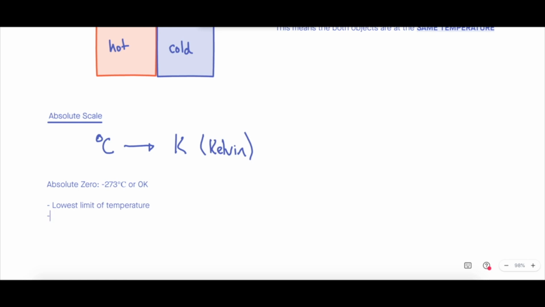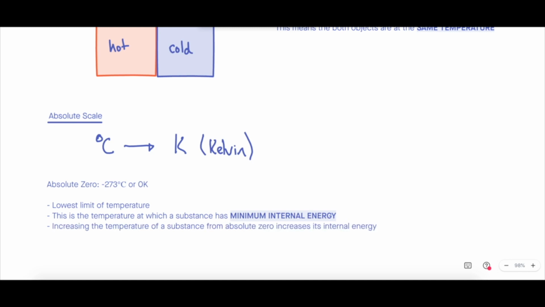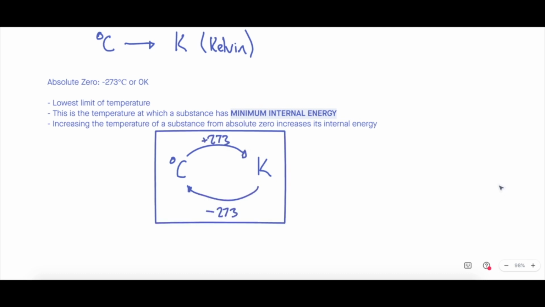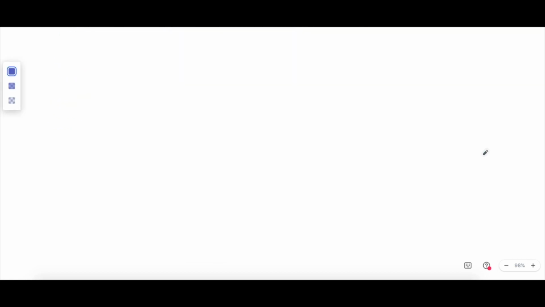So it's basically the lowest limit of temperature, so nothing can be colder than minus 273 degrees C or 0 Kelvin. This is the temperature at which a substance has minimum internal energy. So I'll explain what internal energy means in a second. But basically, if you increase the temperature from absolute zero, the internal energy of a substance also increases. And if you want to convert from degrees C to Kelvin, all you need to do is add 273. And if you want to go the other way around from Kelvin to degrees C, then you need to subtract 273 from it. So next up, we're going to look at solids, liquids, and gases.